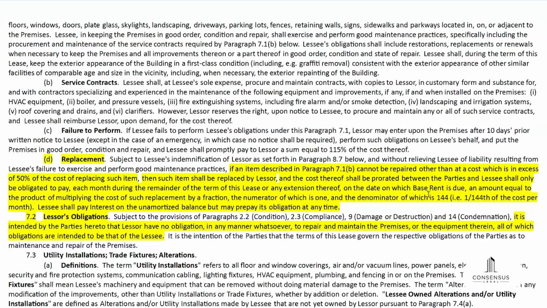So it says 144 per month. So if an item is replaced, lessor initially pays the cost, and that cost is amortized over 12 years. So if there are 6 years left in the lease term, then lessee is only going to end up paying 1/2 of the cost of the replacement.